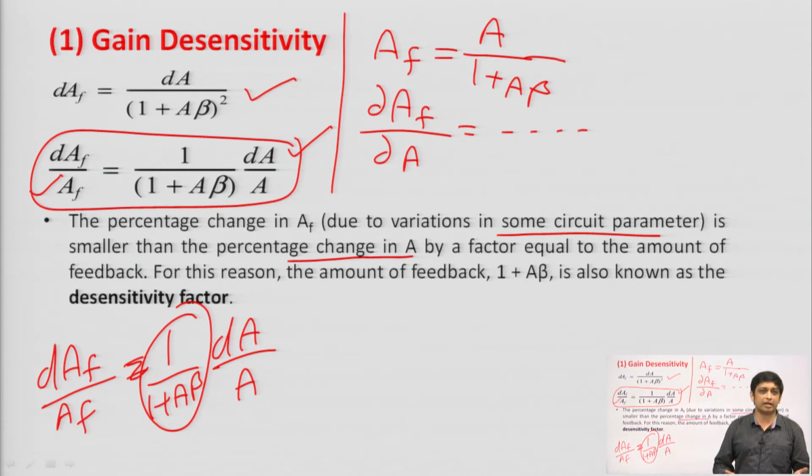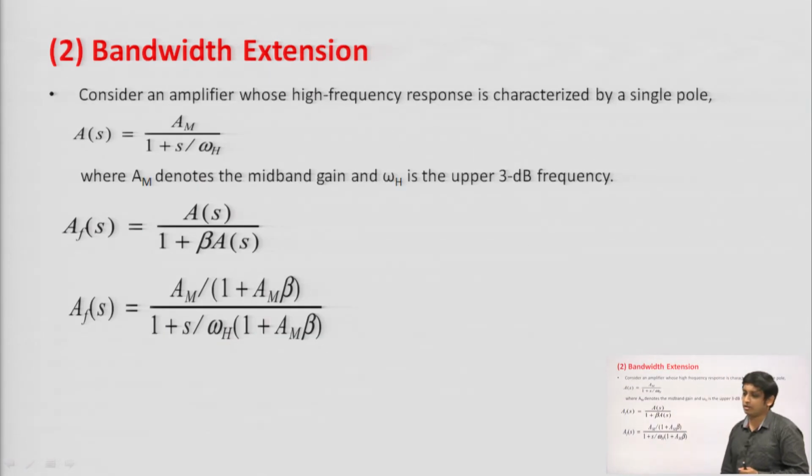We want a stable gain, we do not want our gain to change if there is a small change in the parameter values or a small change in temperature. So, this is the derivation part to understand how negative feedback desensitizes the gain. Now, next is bandwidth extension. Negative feedback extends the bandwidth.